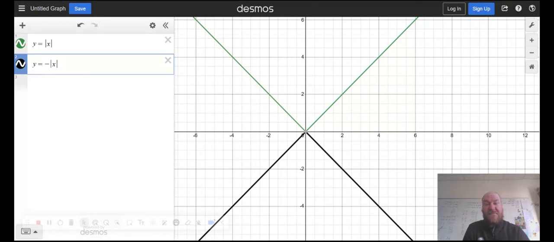So reflecting, to recap, making the x negative before you do any operations, that usually forces you to use parentheses, makes it reflect across the y-axis, and making a negative after you do all your operations makes it reflect across the x-axis.